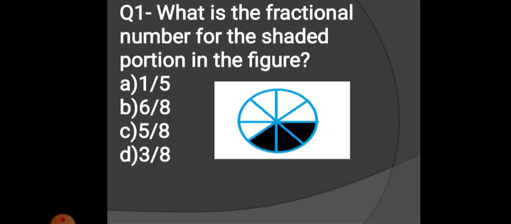So now I will explain what type of method you could use. In these types of questions we count all the parts and write that as the denominator, and then count the shaded parts and write that as the numerator. Now let's move to another question.